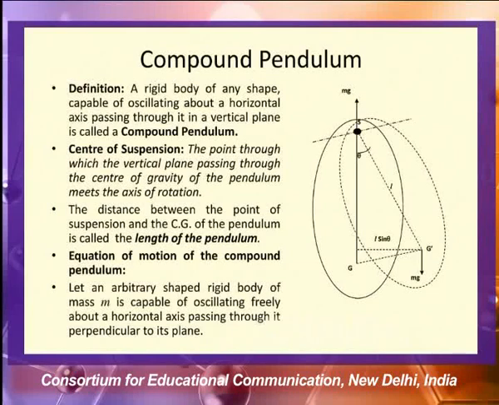Let an arbitrary shape rigid body of mass m be capable of oscillating freely about a horizontal axis passing through it perpendicular to its structure. Here is the diagram. Suppose S is the point of suspension of the body and let G be the center of gravity of the body at a distance L from the point S. Let theta be the small angular displacement of the body and let G' be the new center of gravity of the body at this displaced position.